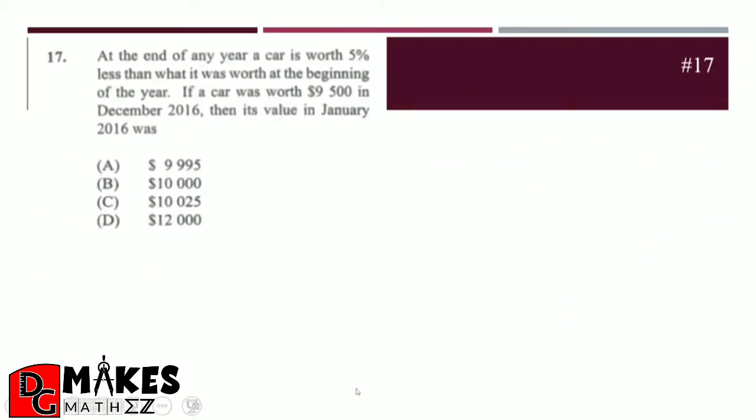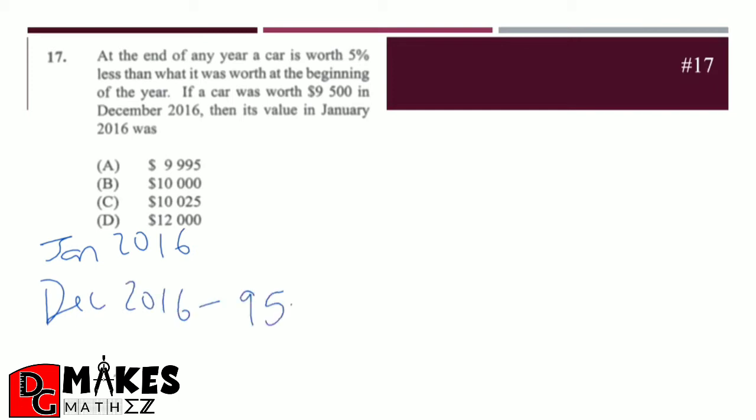All right, so again, we're coming up on question number 17, and it says, at the end of any year, a car is worth 5% less than what it was worth at the beginning of the year. If a car was worth $9,500 in December 2016, then what was its value in January 2016? All right, so in January 2016, the car had a certain value. In December 2016, the car now had a value of $9,500.